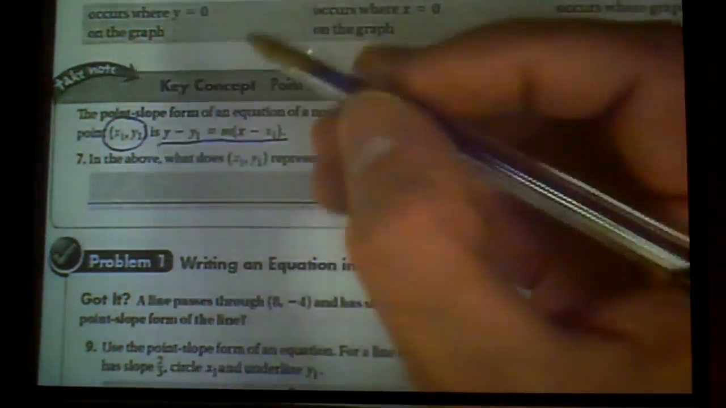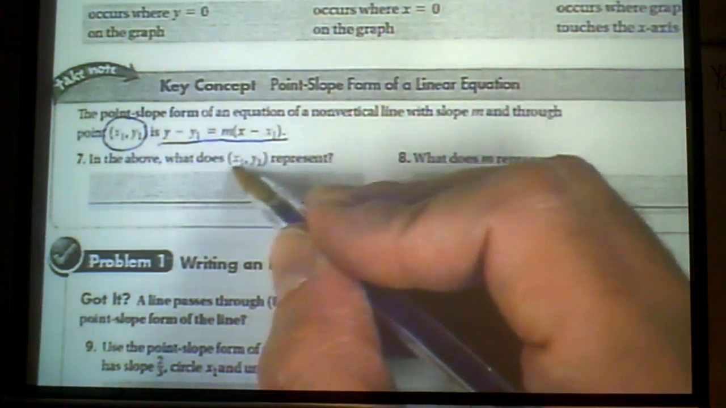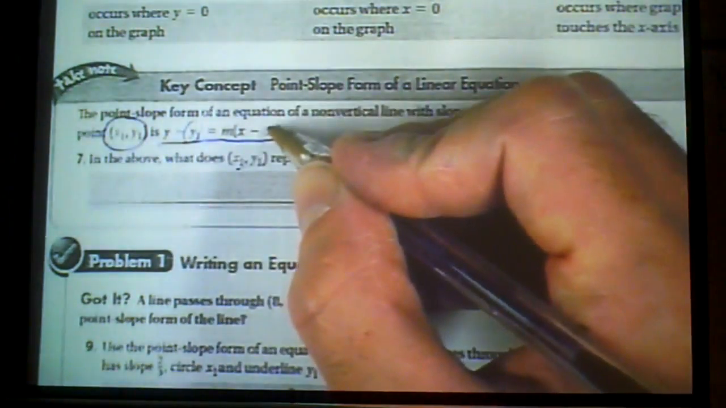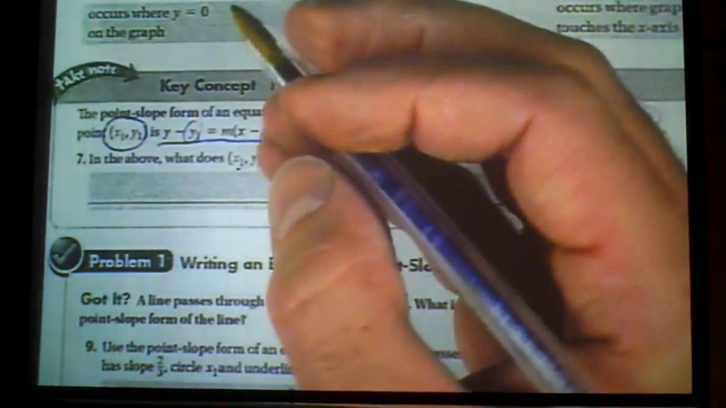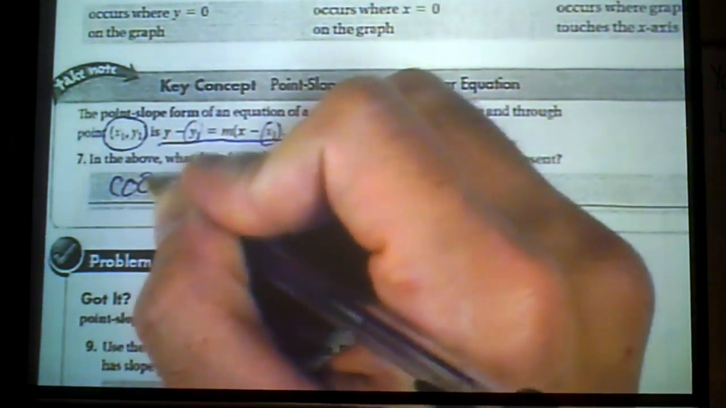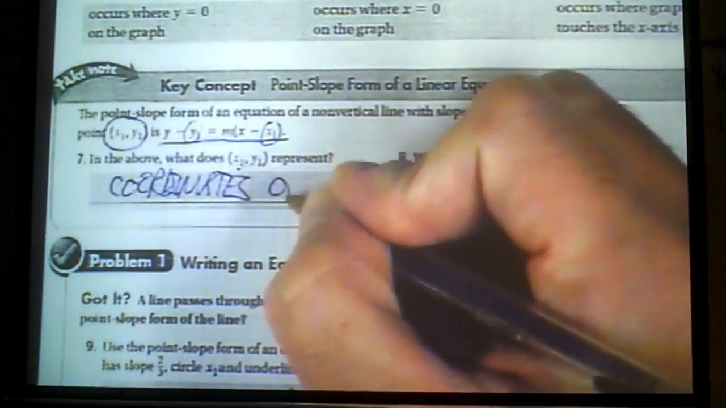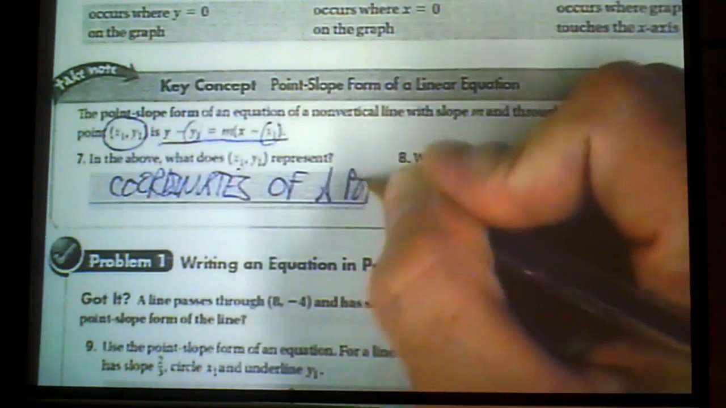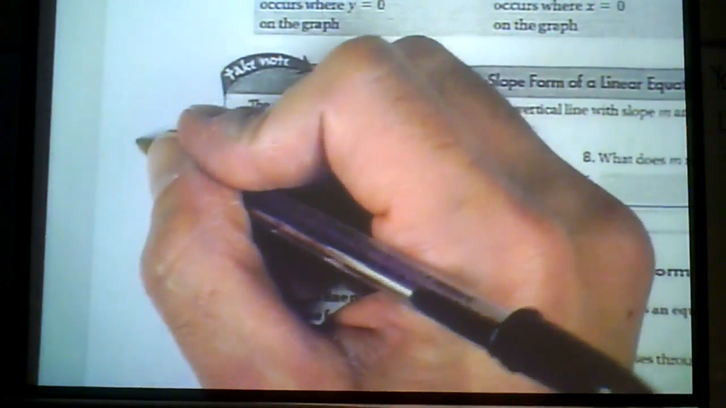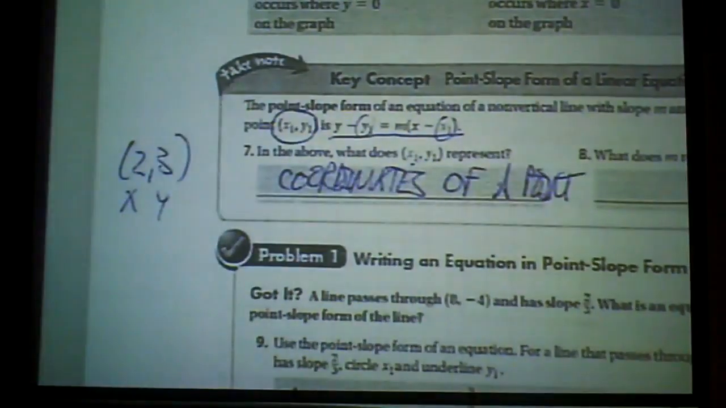and what we need to ask is, what do x1 and y1 represent? Well, there's our y1, there's our x1, and the x and y represent the coordinates of a point. That's just like the point over here. If I were to say we have the point (2, 3), 2 is the x and 3 is the y.